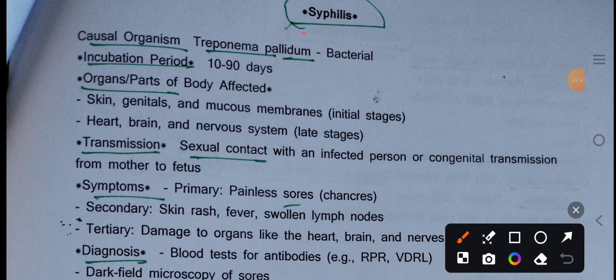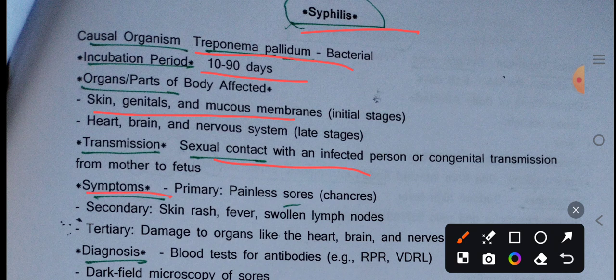Next one is syphilis. So syphilis is caused by Treponema pallidum. 10 to 90 days is the incubation period. Skin, genital parts, mucous membrane, heart, brain, and nervous system are affected in later stages. Next, transmission. So it is a sexually transmitted disease, so it is spread by sexual contact with the infected person.